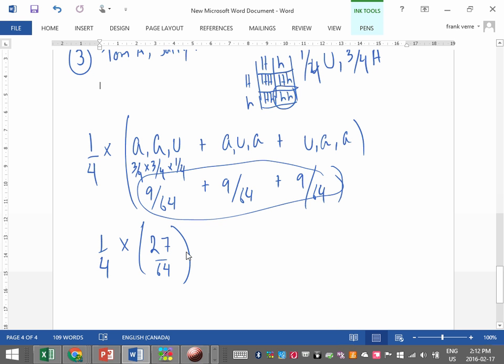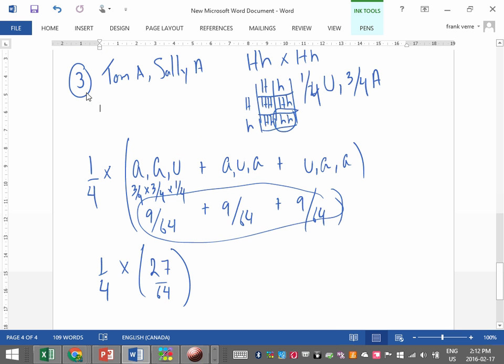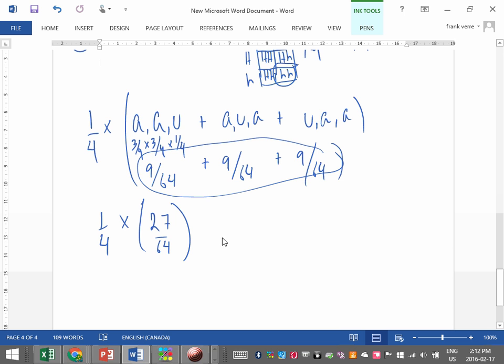Yeah, because 4 times 4 times 4 is 64, right? So the odds of this sequence, Tom affected, Sally affected, times 2 out of the 3 kids being affected, would be 1/4 times 27 over 64, which gives you 27 out of 256, I believe.